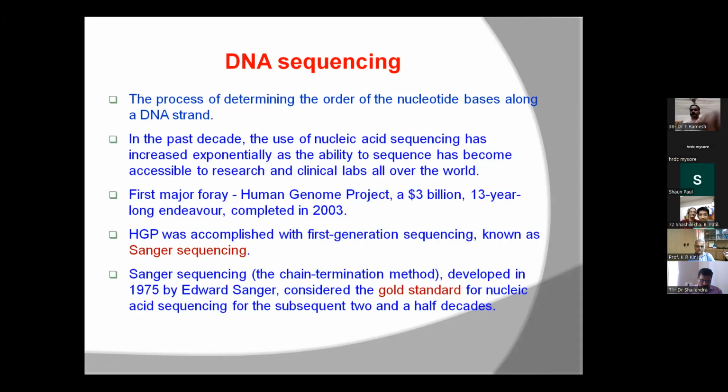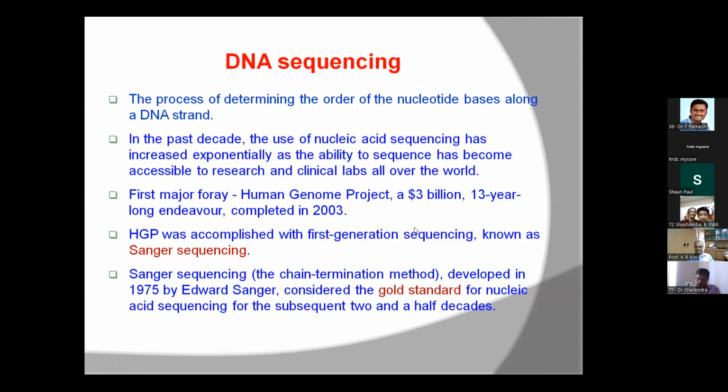Now, the first major foray into sequencing came with the advent of the Human Genome Project, which is almost a $3 billion project, and it took almost 13 years, 99.9% completed in 2003. So this took almost 13 years for sequencing the entire genome. Now this Human Genome Project was accomplished with what is now called first generation sequencing technologies, which is also called Sanger sequencing.